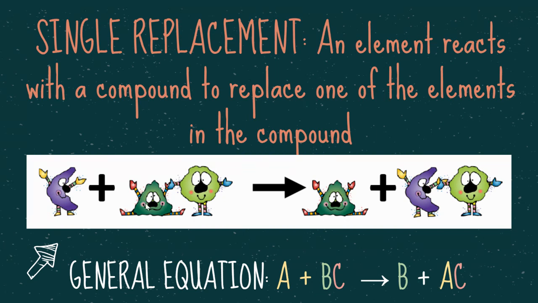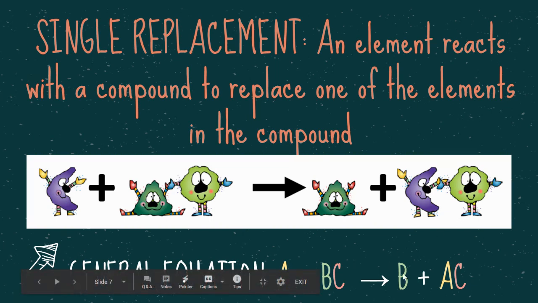So here we have a swap. So these two, the purple and the dark green, are swapping. And so now we have a new compound that's formed. You can think about it with these pictures, or if it helps you, you can also use the general equation. A plus BC yields B plus AC. So here we've just had a swap. The A and the B just swap places.